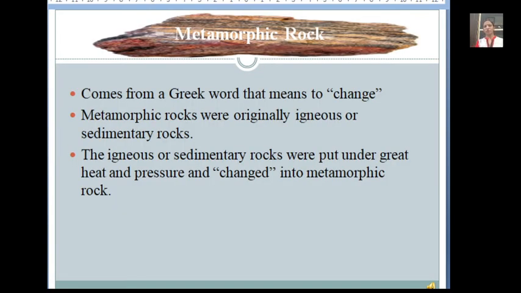Next is metamorphic rocks. As we know, it comes from the word meta-morphic. Meta means change and morphe means form. It means when the rock's properties are changed, then it converts into metamorphic rocks. They can be originally igneous rocks or sedimentary rocks also.